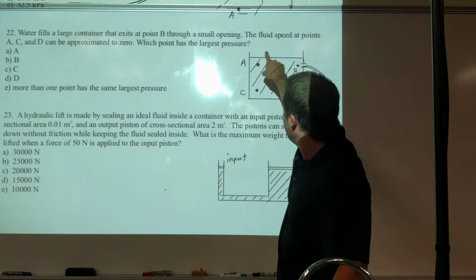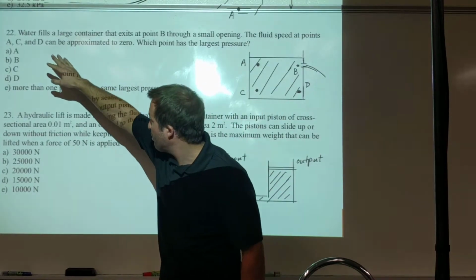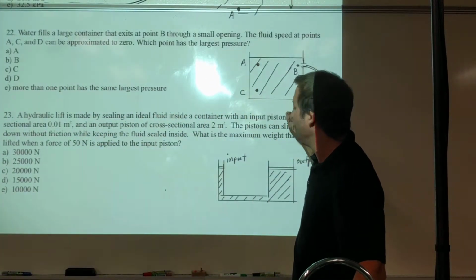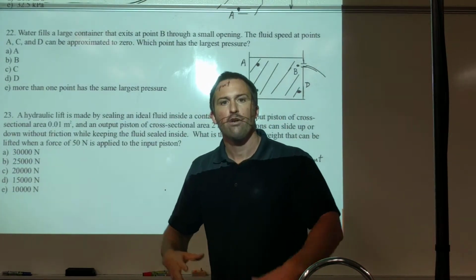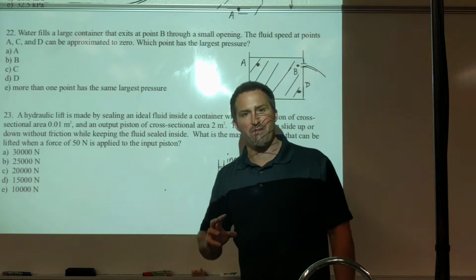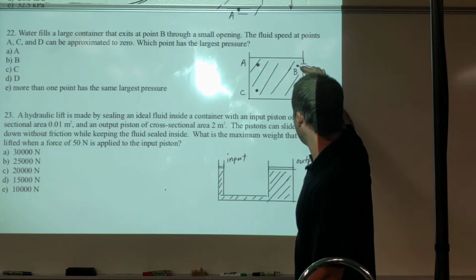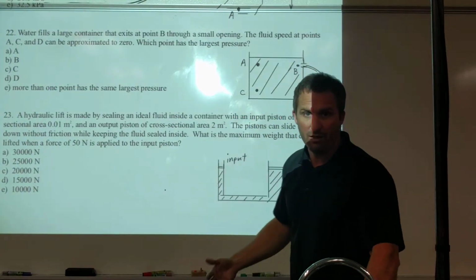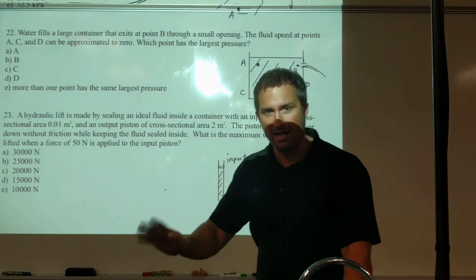So there's a statement here that's going to help us. It says that we can approximate the fluid speed at A, C, and D to be 0. We have a large container. The fluid at these points is very, very close to 0. It's not going to be close to 0 here. Now, a moving fluid actually makes the pressure even lower. So point B is definitely out.